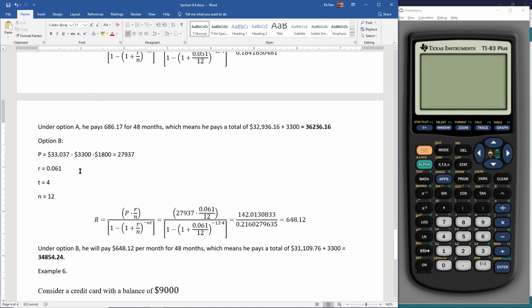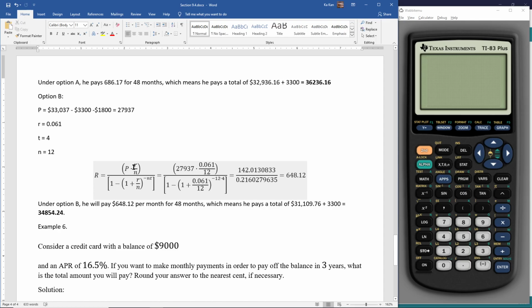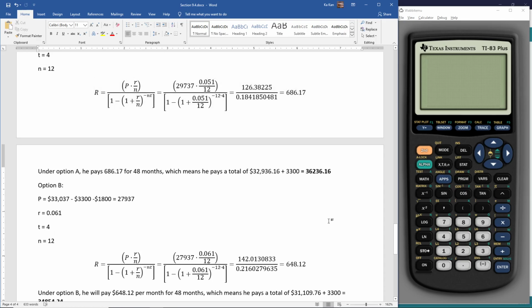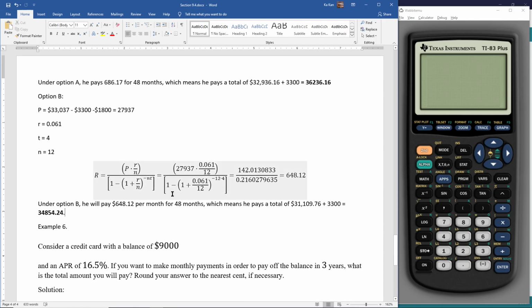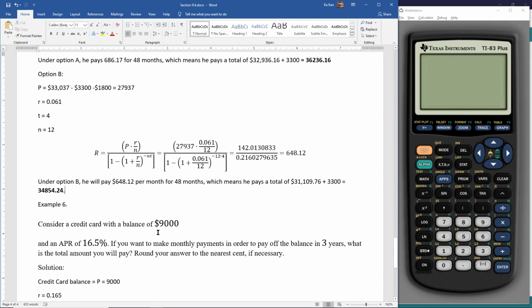The interest rates are higher, but let's see what's going to happen, right? Plug it in, figure it out. I got 648.12, so the payment's a little bit lower. You will multiply that by 48, and that is how much you pay in total, plus the $3,300 down payment. So it's slightly cheaper. You save about $1,400 compared to option A.